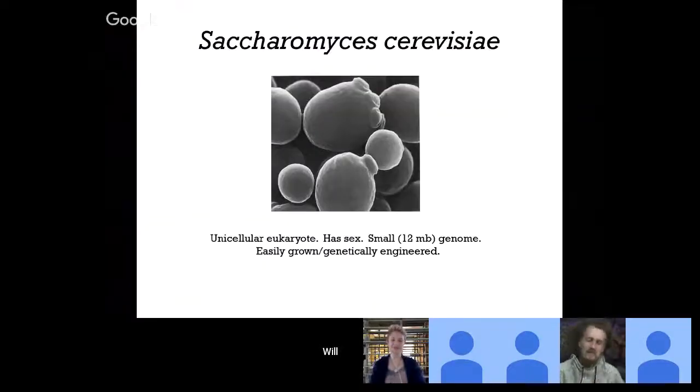So anyway, our main model system is yeast, and that was chosen for pragmatic purposes. It's a single-celled eukaryote. It's facultatively sexual, so you can turn on and off sex, which is great for genetics. It's a small and very well understood genome. It's highly mapped and there's a lot of functional annotation, and it's very easily grown and very easily genetically engineered.